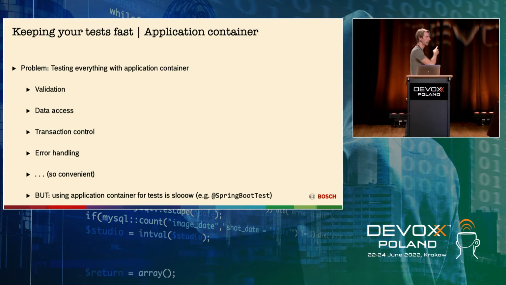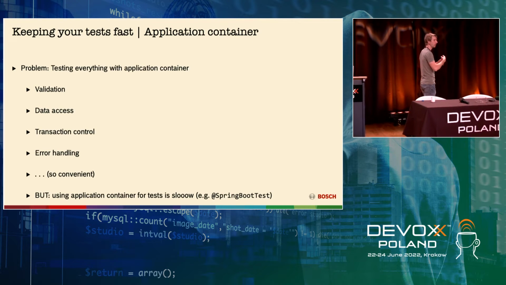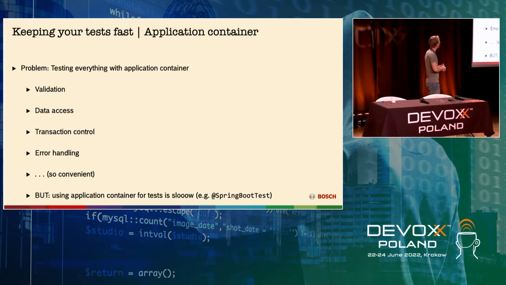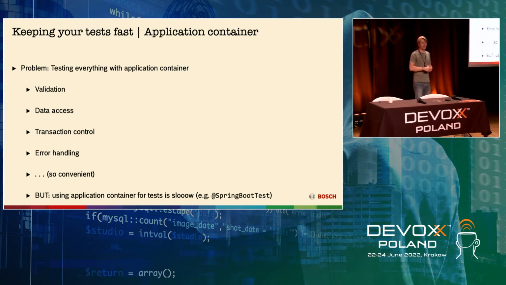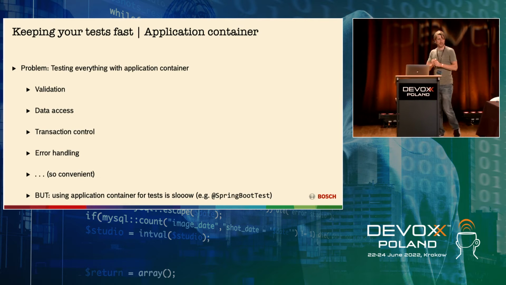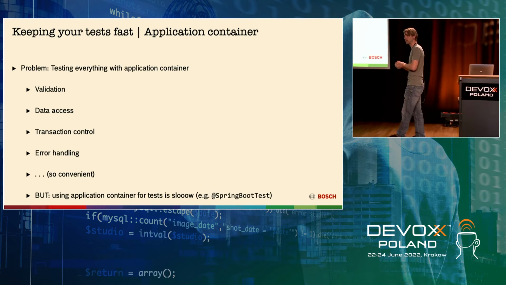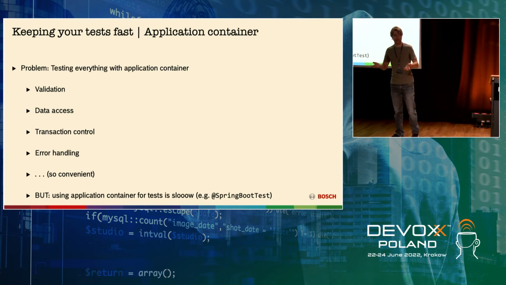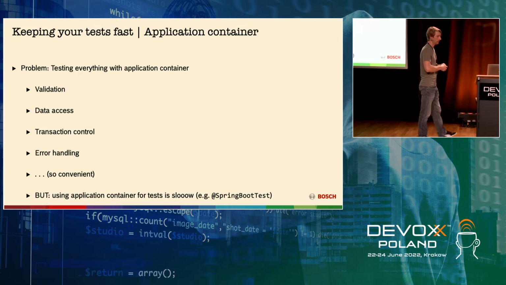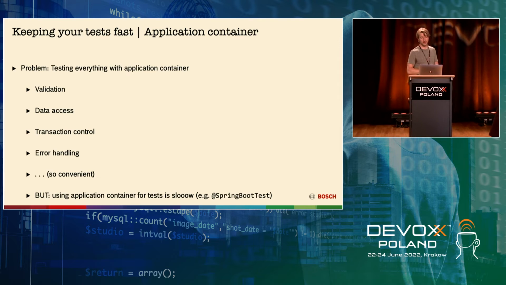So I'm just showing you the code from our project so that you know I don't make that stuff up, so it really happens. Also, testing everything with an application container was the second point. It's very convenient to use Spring Boot test for everything, because you have that environment there, it gives you everything, and you can write your tests very easily, but it can slow your test execution time down quite a bit.